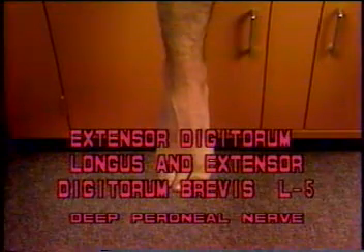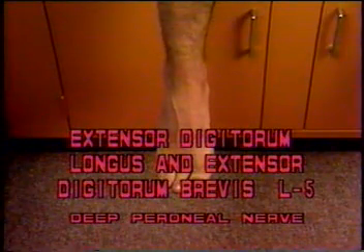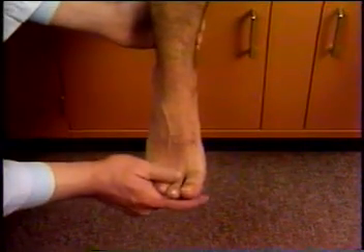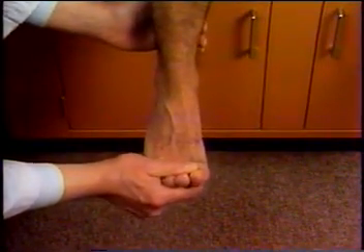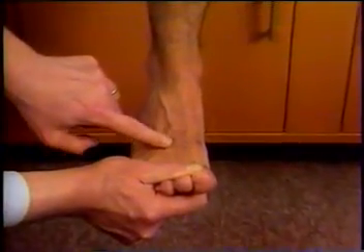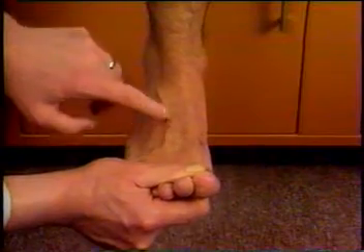Extensor digitorum longus and extensor digitorum brevis, L5, deep peroneal nerve. Instruct the patient to extend the small toes and apply pressure to the dorsal aspect. The examiner should not be able to plantar flex the toes under normal circumstances.